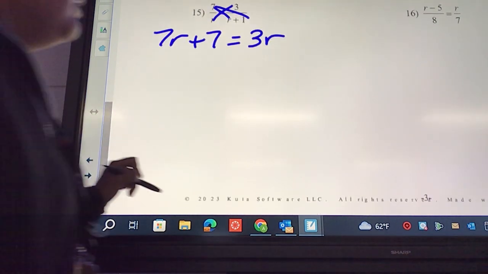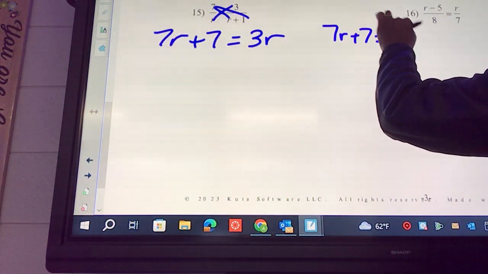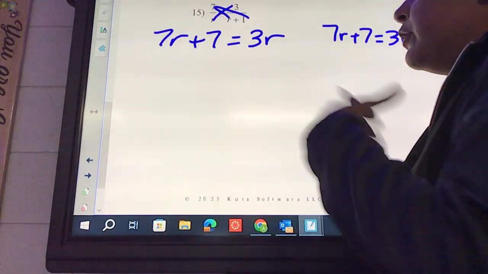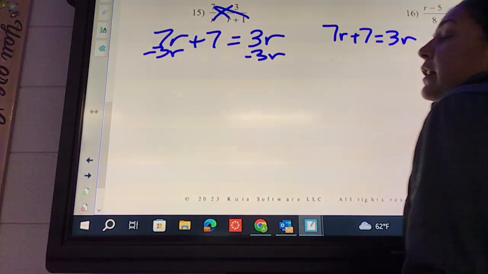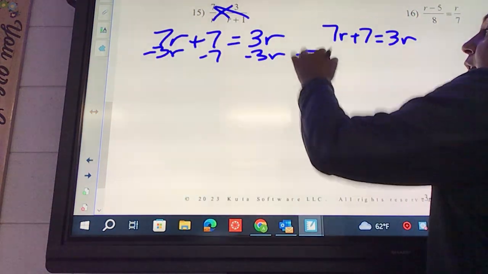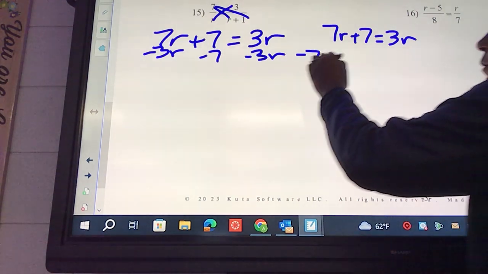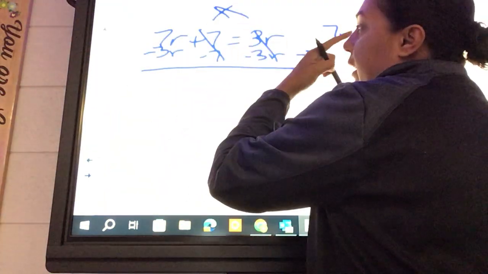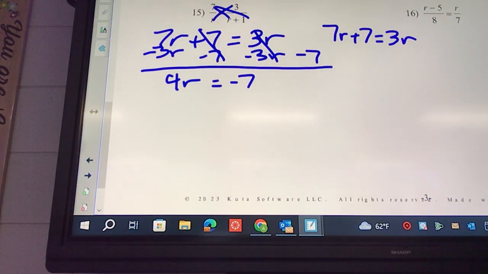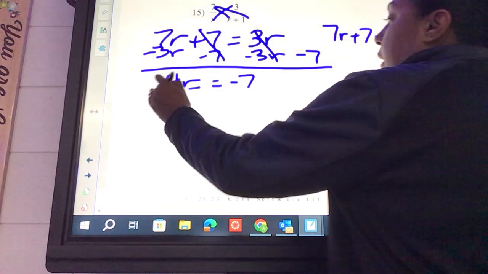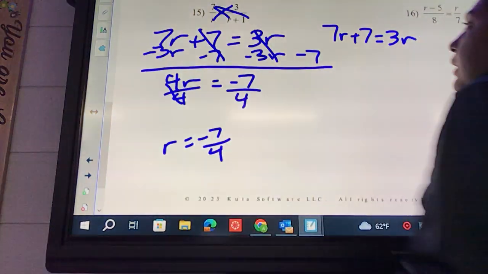Okay, so there are two ways to do this, and I'm gonna do it both ways, just so you can see. So if we would do it my way, the letters need to go to the left, and then the numbers need to go to the right, okay? And he would be left over here on his own because there's no other number to put him with. So these ones are gonna cancel, so I'm gonna get 4R equals -7, and then divide by 4, which is still gonna be -7/4, okay?